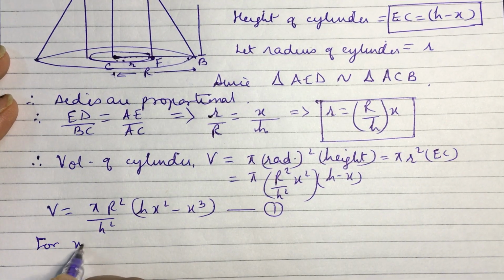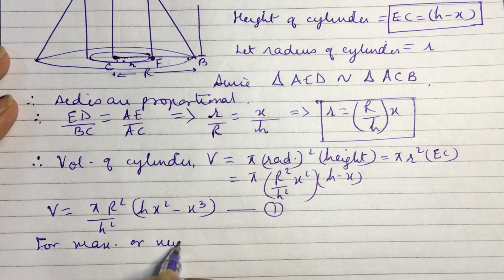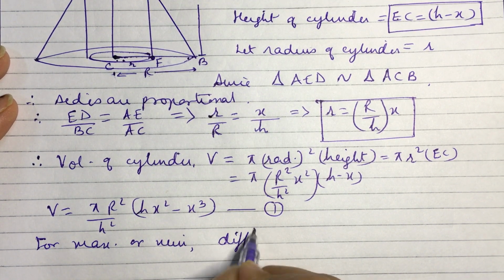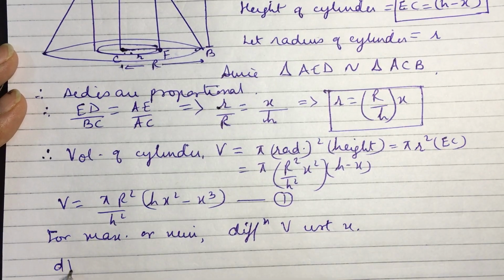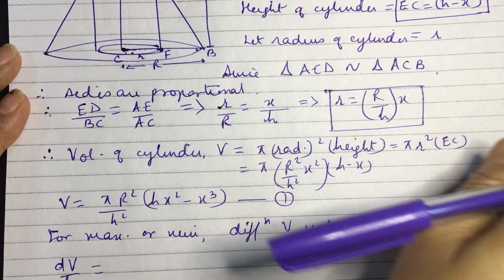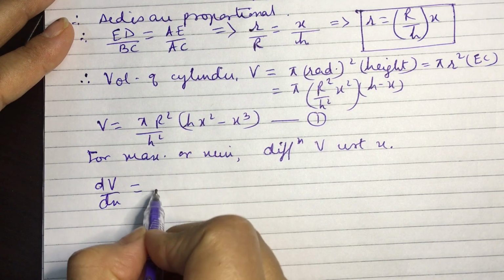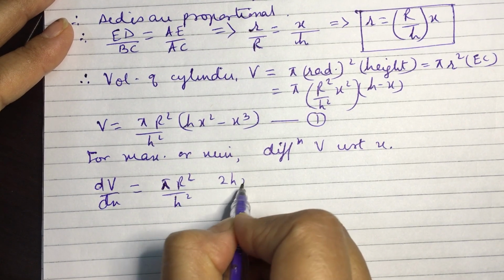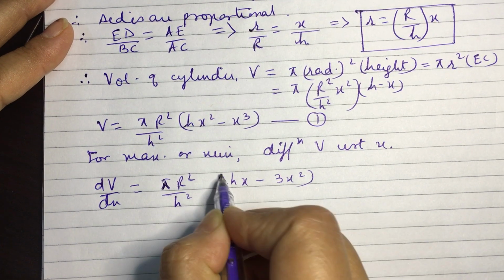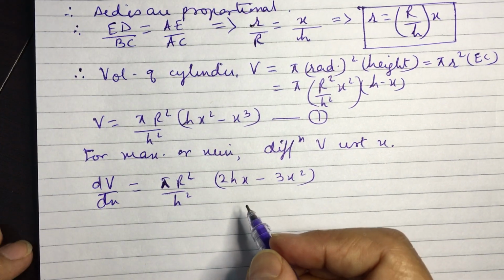Okay. So for maxima or minima, differentiate V with respect to x. So we get dV over dx is equal to pi R square over h square into 2hx minus 3x square.